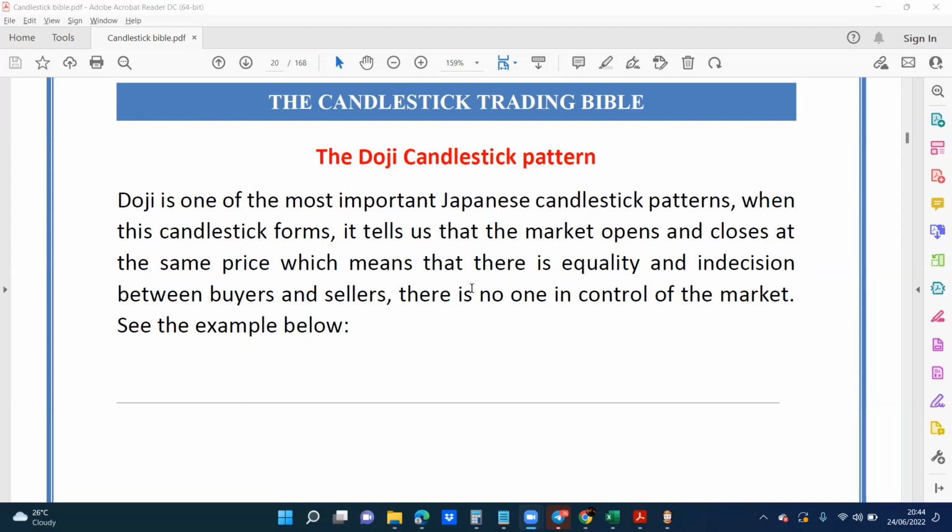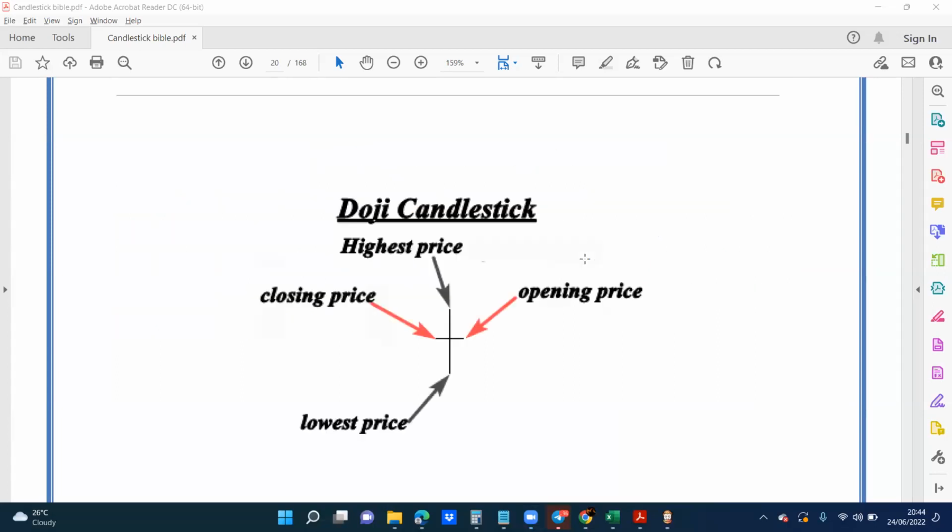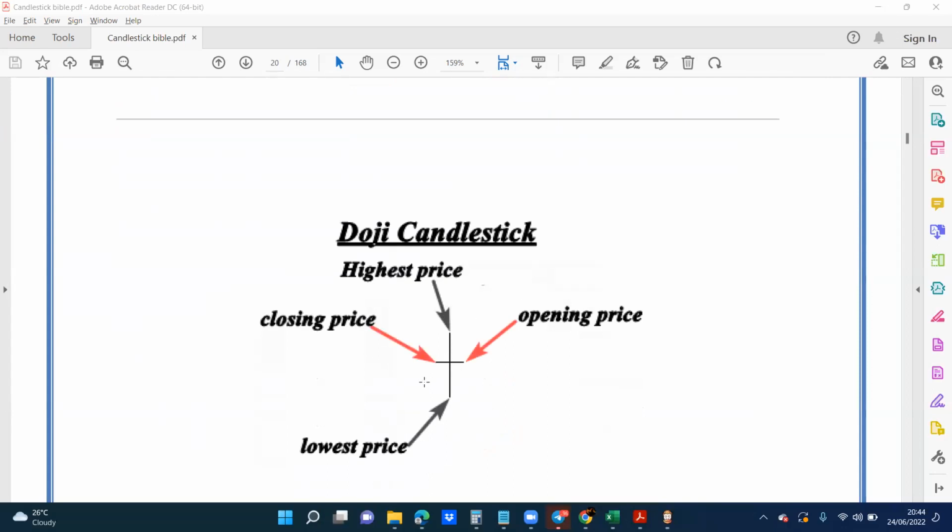The next candlestick pattern we'll be looking at is called the Doji. The Doji is one of the most important Japanese candle patterns. It happens when the open and the close of a candlestick appear at the same point, right? So notice I told you that a candlestick usually will have a body. Then it will have an upper wick or shadow and a lower wick or shadow. If it is bullish, this will be blue, or in this case, white. And if it is bearish, this will be black.